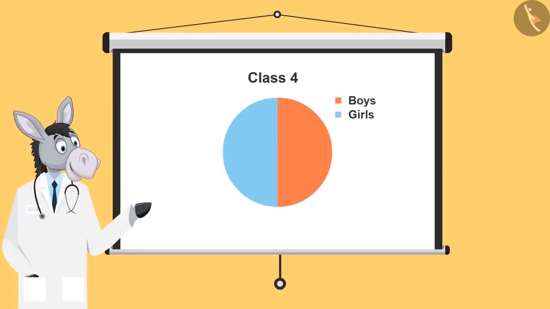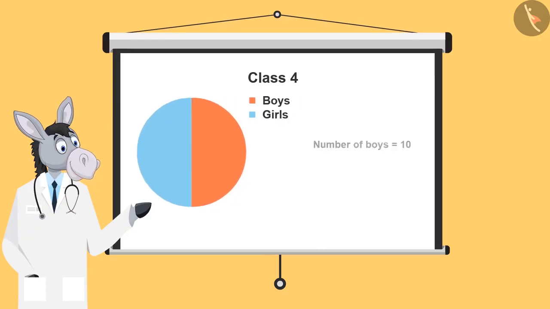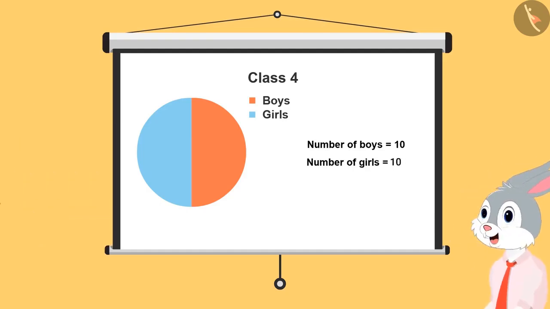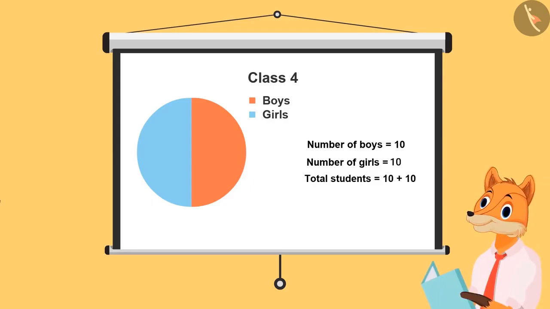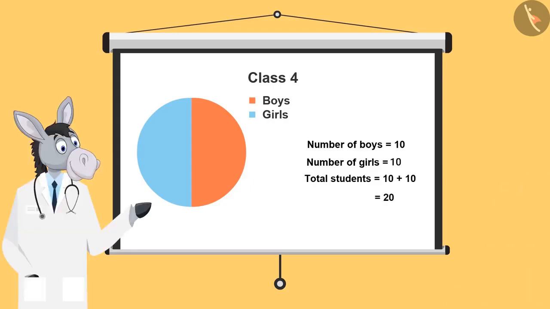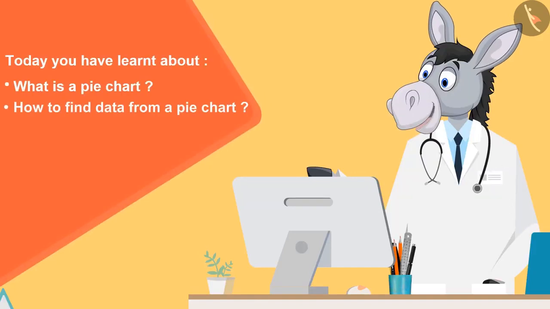Now all of you look at this chart and think, if there are half boys and half girls in a class and the number of boys is 10, then what will be the number of girls? 10. Right. So what is the total number of students in the class? 10 and 10, it's 20. Very good. So kids, today you have learnt about what is a pie chart and how to find data from a pie chart.